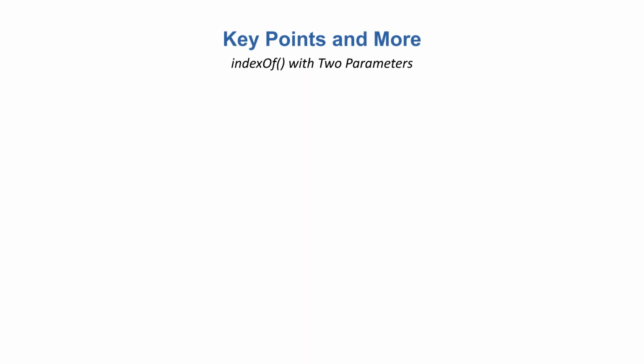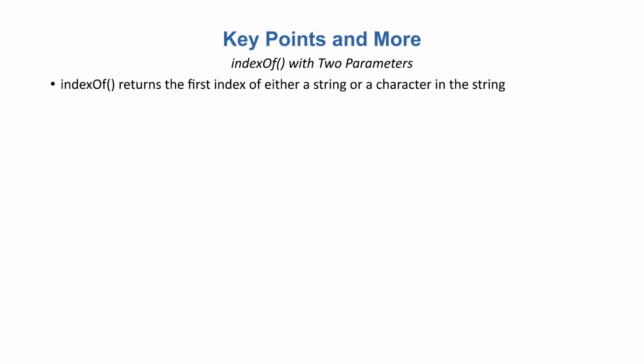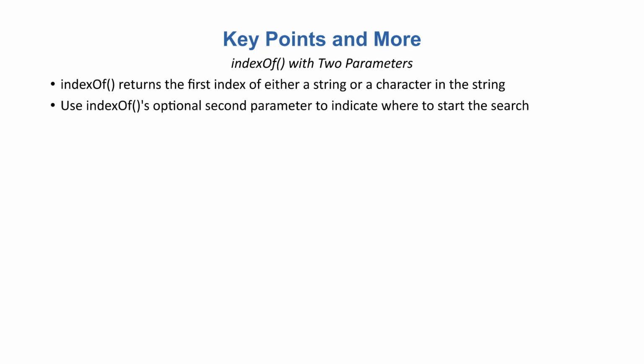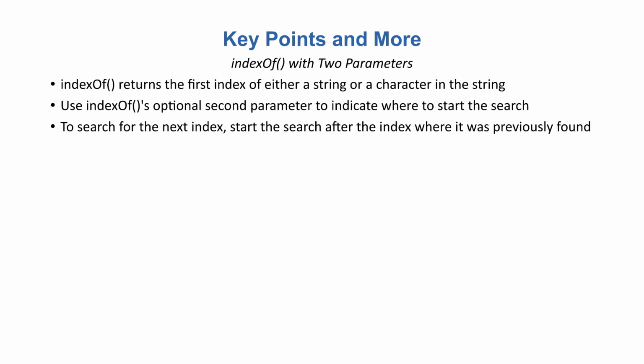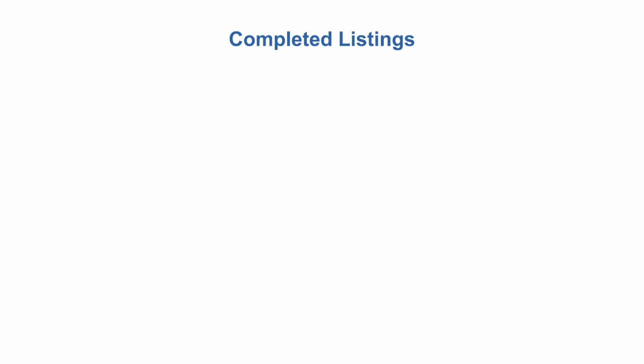Key points and more. indexOf with 2 parameters. String's indexOf method with 1 parameter returns the first index of either a string or a character in the string. Use indexOf's optional second parameter to indicate where to start the search. Search for the next index of a string or character. Start the search after the index where it was previously found. Here are the completed listings for all the exercises in this video.